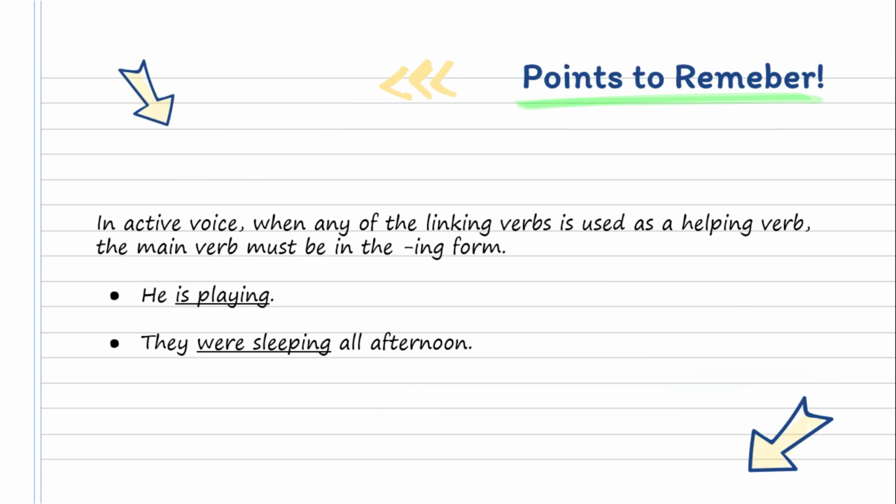In active voice, when any of the linking verbs is used as a helping verb, the main verb must be in the ing form. We say it's in active voice when the doer of the action is the subject of the sentence. For example, he is playing. They were sleeping all afternoon.